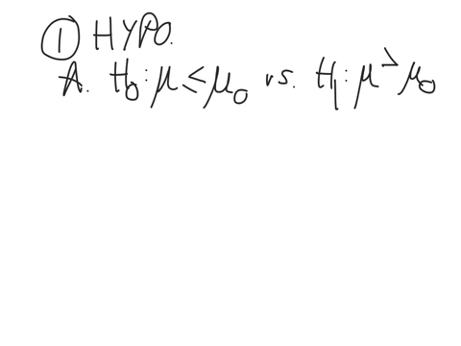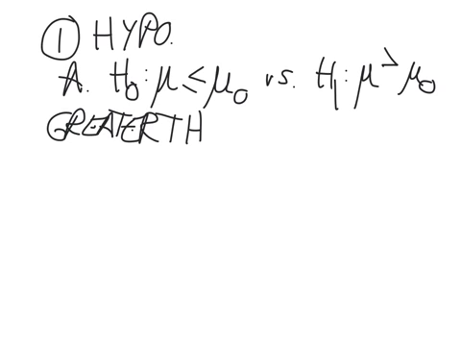Now don't panic when you see those mu sub zeros, please. It's just a number like 4 or 10 or 25. Okay, so you're saying, well, how do I know to use that one? Well, there's some words that you're going to see. Remember I told you these are context driven? You're going to see things like greater than. Test the claim that the mean is greater than 4. More than. Test the claim that it's more than 15.